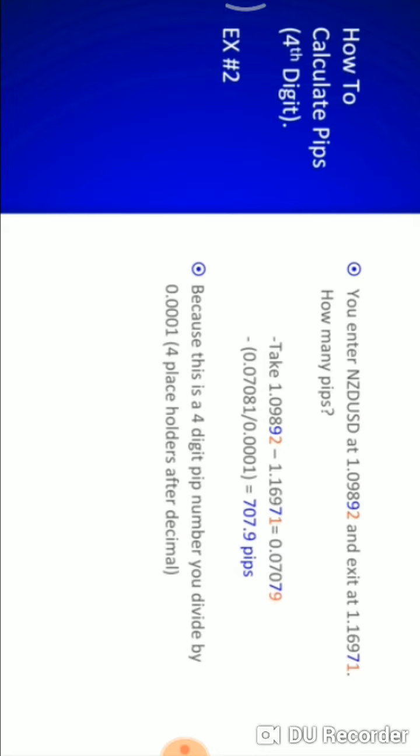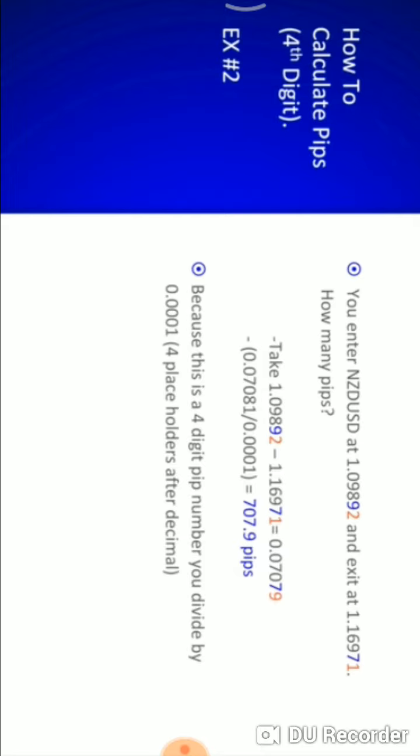This method is for people who like dividing. If you're the dividing type, you want to take 0.07079 and divide it by 0.0001. All right. The reason why we're dividing it by 0.0001 is because, remember, the 4th digit from the decimal is the pip. That is why we're dividing it by 0.0001.